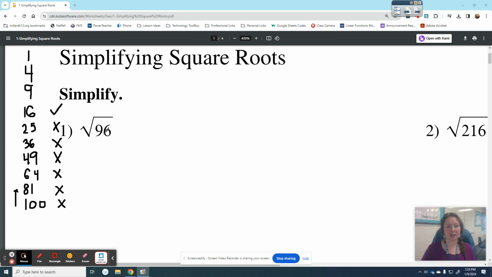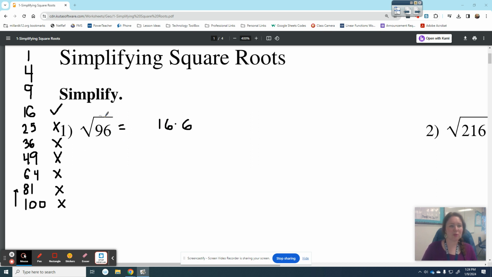That equals 6. So now I know that 96 actually equals 16 times 6. That's what I just discovered on my calculator. When I did 96 divided by 16, it gave me the answer 6. So I know that 16 times 6 equals 96. That's a lot of sixes.